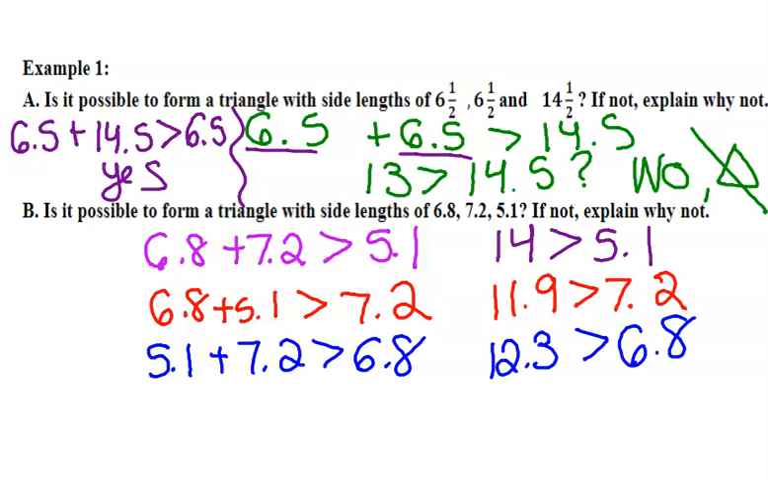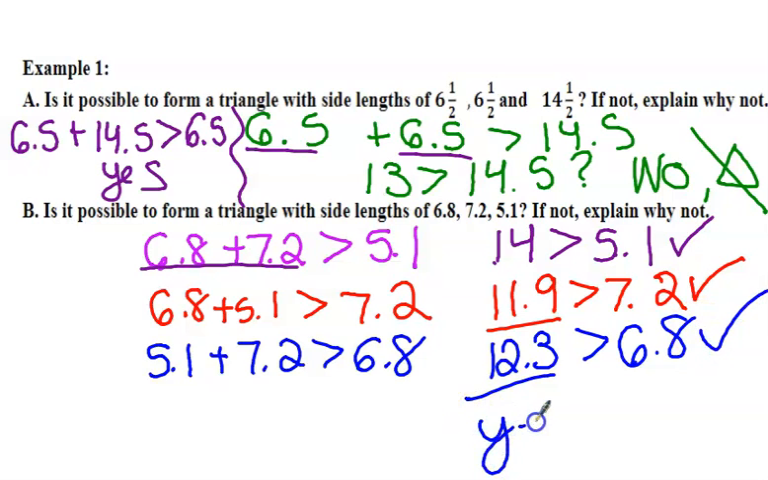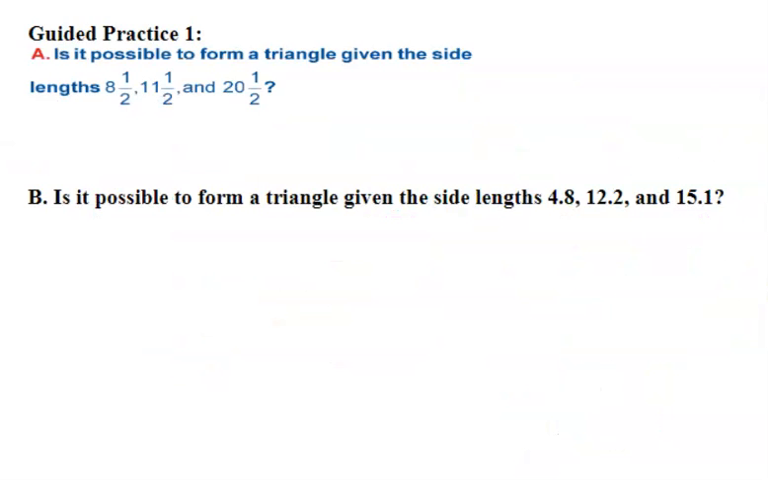When I added these two segments together, I got 14. Is 14 greater than 5.1? Yes. The next ones, I added them together and got 11.9, which is greater than 7.2. And the last one is 12.3, greater than 6.8. It is. So yes, it can form a triangle. Yahoo!